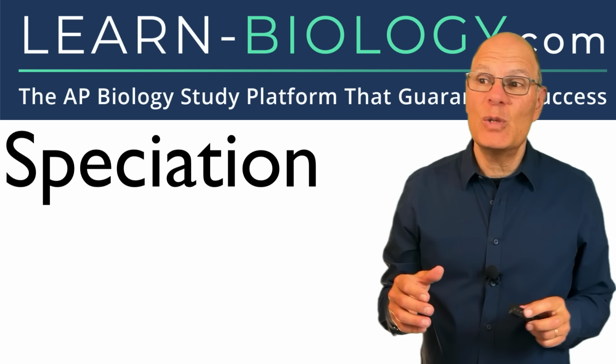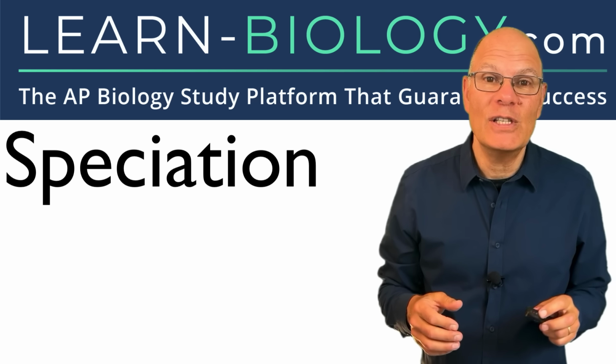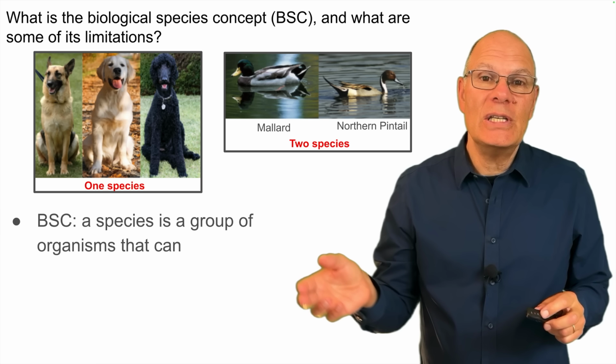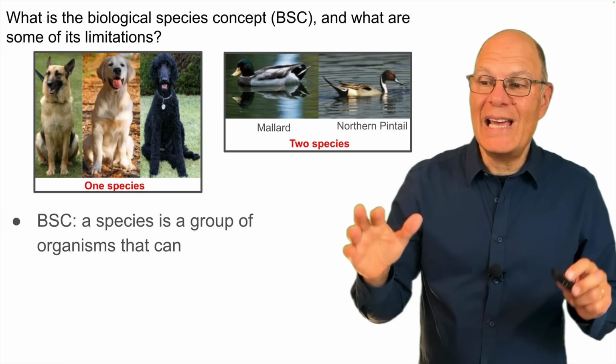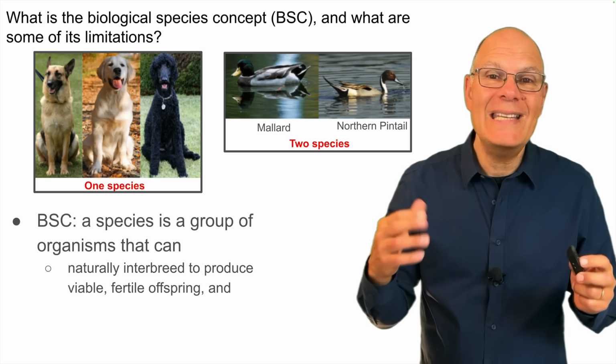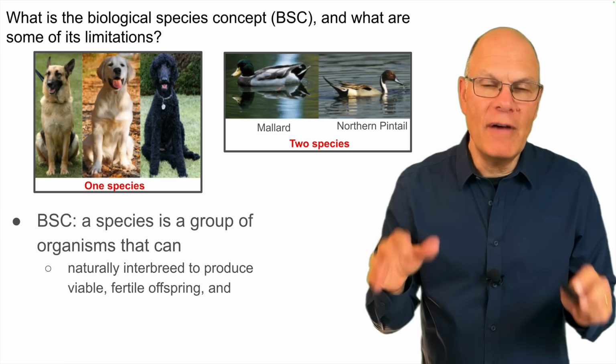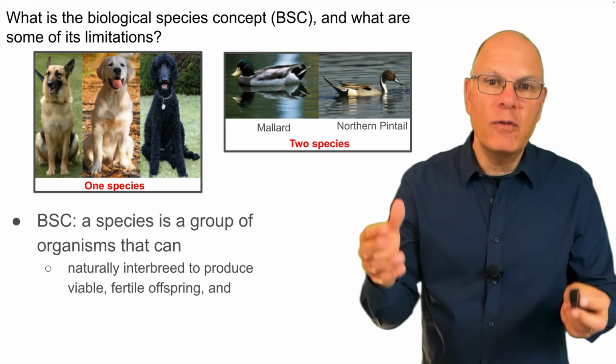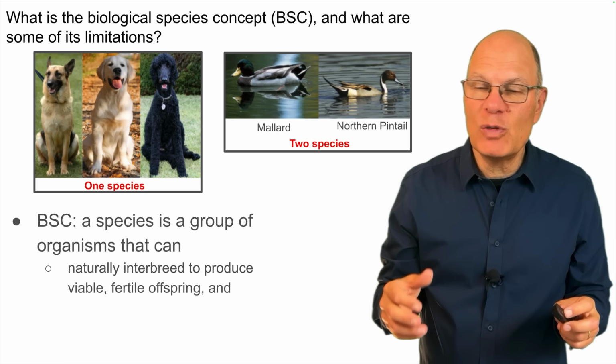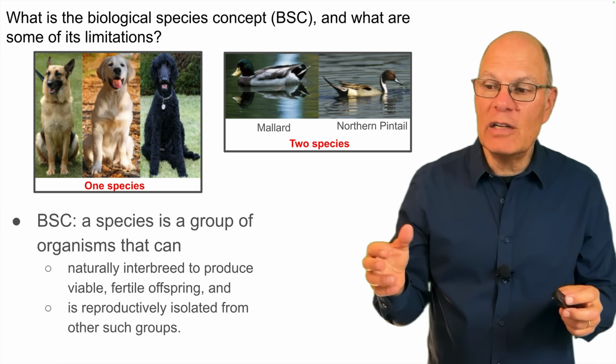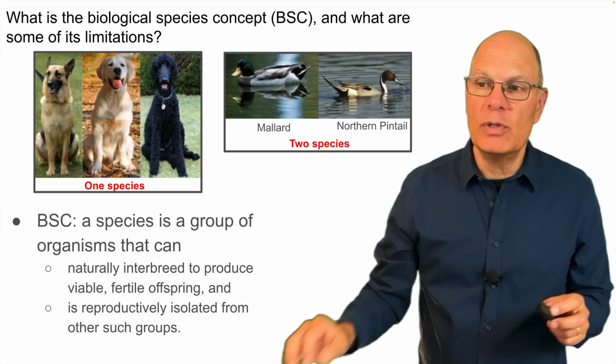What is the biological species concept and what are some of its limitations? The biological species concept defines a species as a group of organisms that can naturally interbreed to produce viable, meaning healthy, fertile, meaning able to reproduce, offspring, and which is reproductively isolated from other such groups.